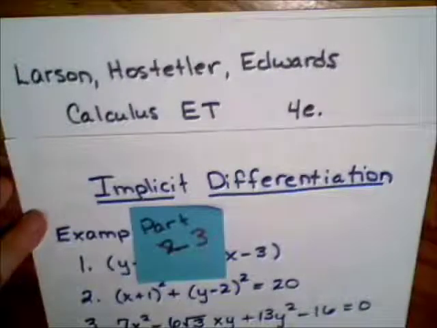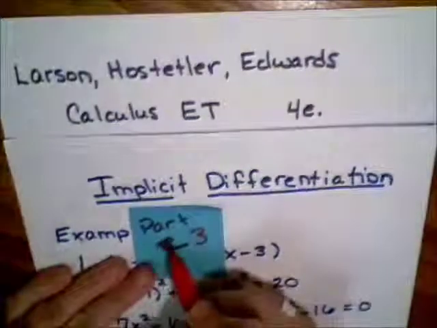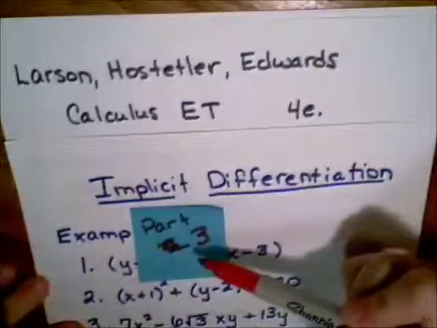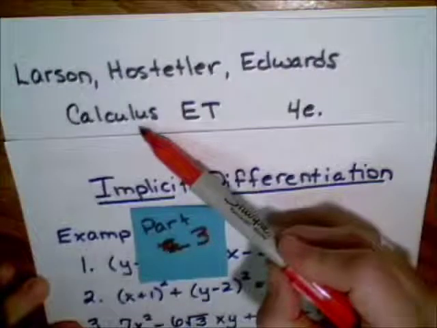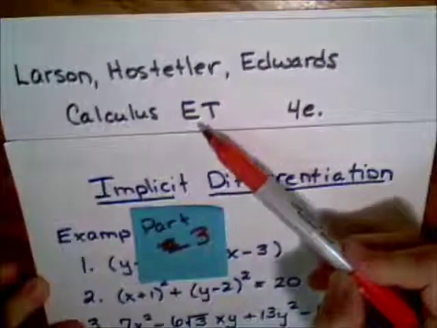Welcome back. This is part 3 of my video set for implicit differentiation. Again, these examples came from the textbook Calculus Early Transcendentals, 4th edition, by Larson, Hostetler, and Edwards.